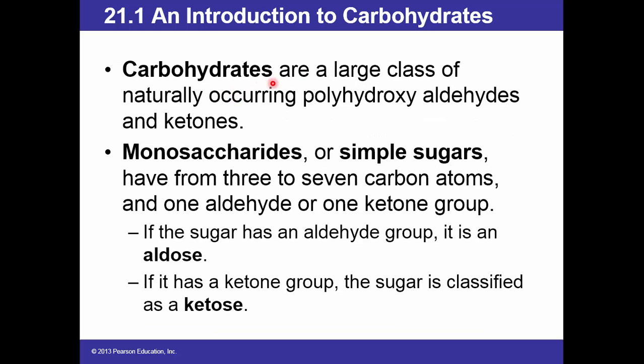What are carbohydrates? They are a large class of naturally occurring polyhydroxy aldehydes or ketones. Monosaccharides, or simple sugars, have from 3 to 7 carbon atoms and one aldehyde or one ketone group. Now, if the sugar has an aldehyde group, it is an aldose. If it has a ketone group, the sugar is classified as a ketose.